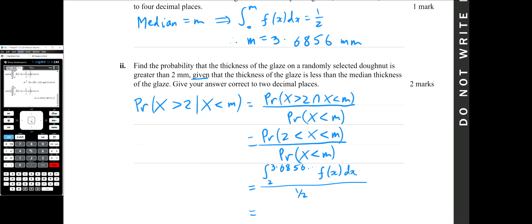So now what we can do is go shift plus, and then 2 up to m, f of x with respect to x. But then we can also tell the calculator, okay, given that the median equals that, so we're not dropping any decimal places, we're using everything as much as possible. So that's the numerator. Then we divide that answer by half, and we'll end up with an answer of 0.78, correct to 2 decimal places. There we go. That's the probability that's been requested.